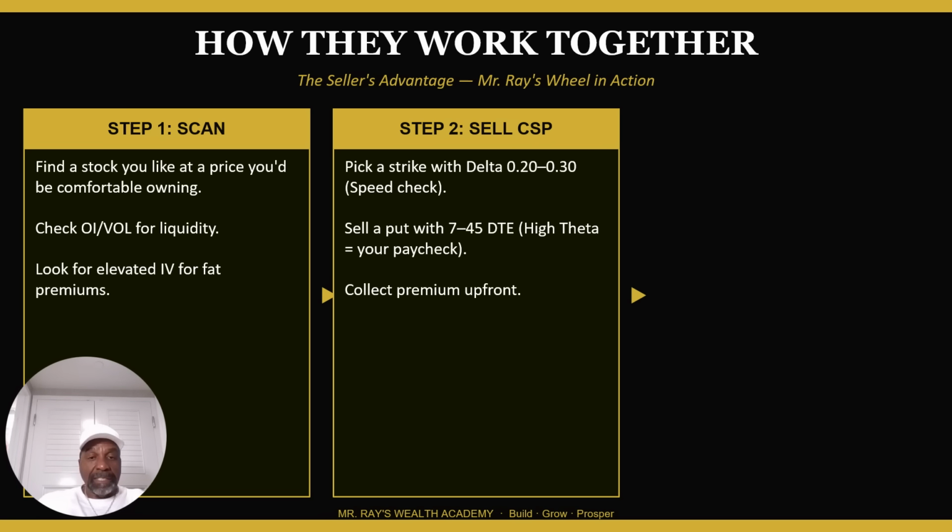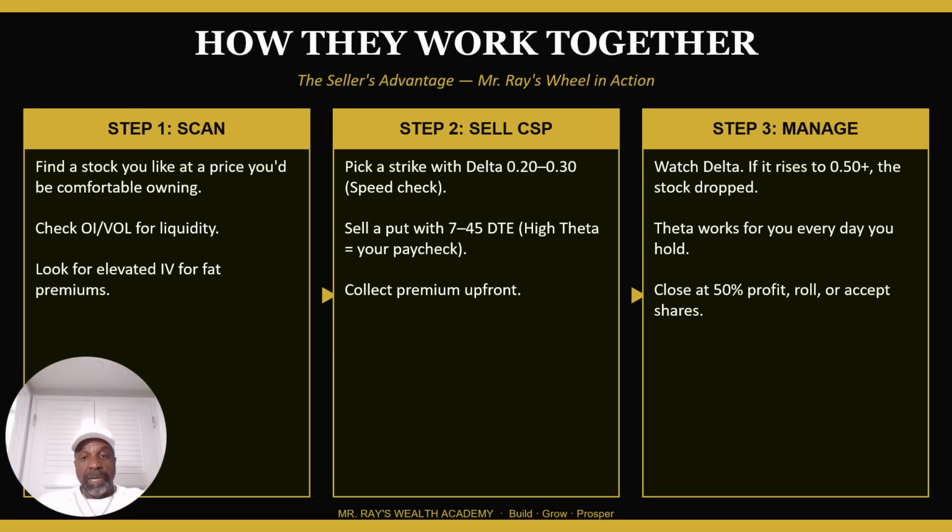And then I want to pick a strike that's 20, 30% delta. Okay. Because that's the speed check, right? That means that I've got a 70, 80% chance that it's going to expire out of the money. And so we're going to sell puts anywhere between 7 and 45 days DTE, high theta equals your paycheck, baby. You collect your premiums up front.